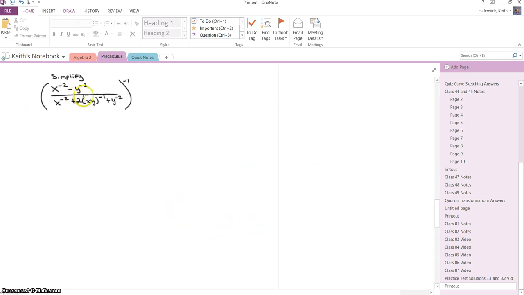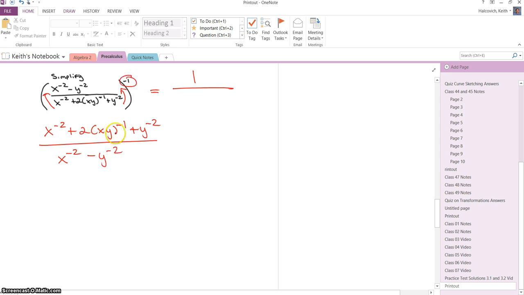All right, this next one, it's raised to the negative first power. So basically it's 1 over this whole thing, which means basically you can take the reciprocal. So this moves to the top and this moves to the bottom. So it's going to be x to the negative second plus 2 times xy to the negative first plus y squared over x to the negative second minus y to the negative second. So to the negative first power just means to take the reciprocal or flip it.